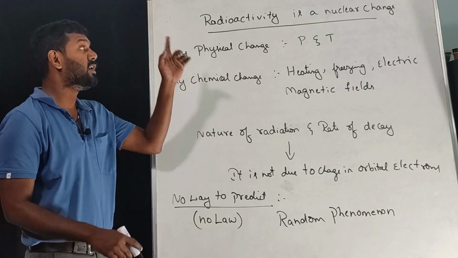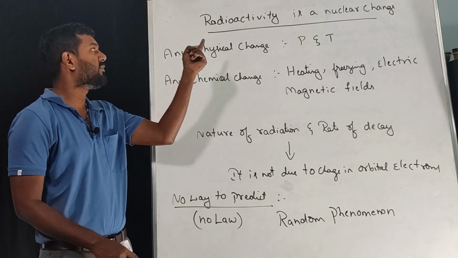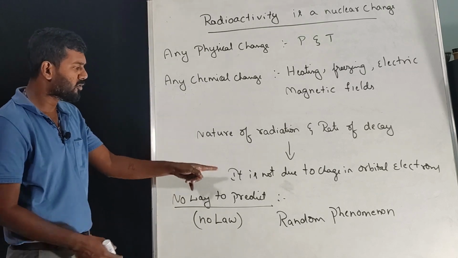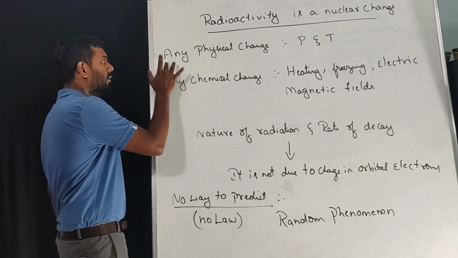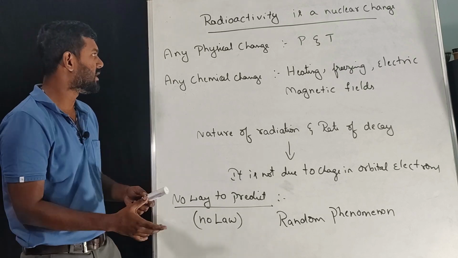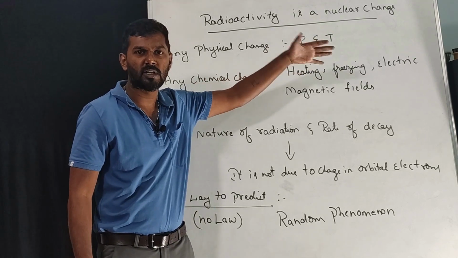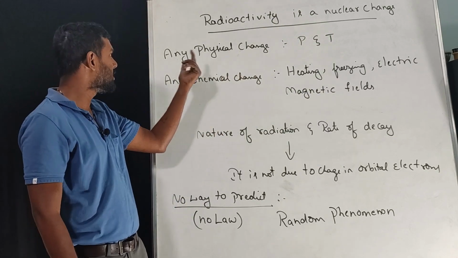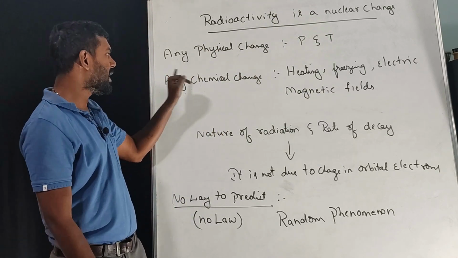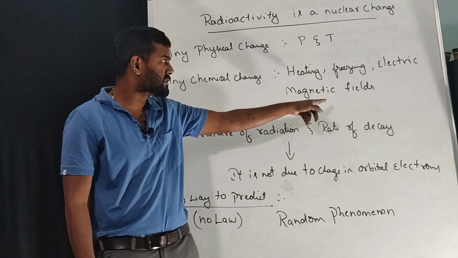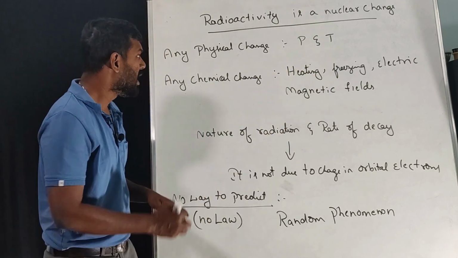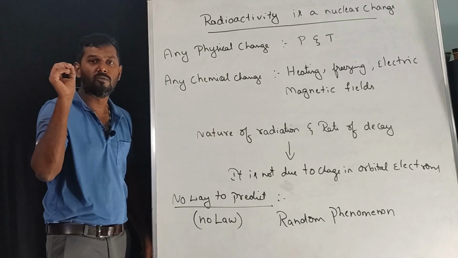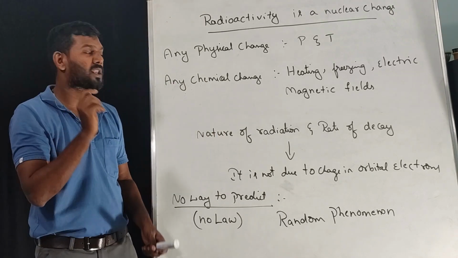Radioactivity is called nuclear change. Why? That is what we are going to learn, and a few more facts. Listen. Any physical change, that is pressure and temperature, if you increase or decrease the pressure or temperature, those are called physical change. Any chemical change like heating, freezing, electric field and magnetic fields will only affect these things. Any physical change and chemical change will only affect the orbital electrons.